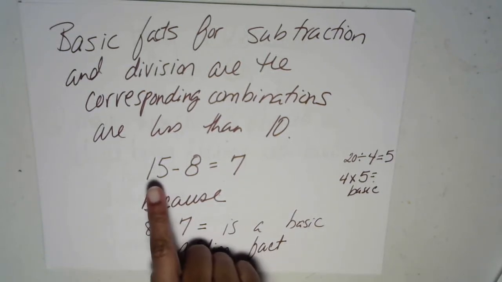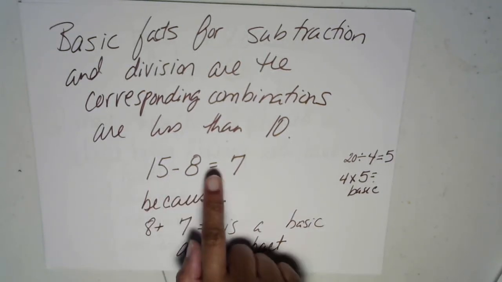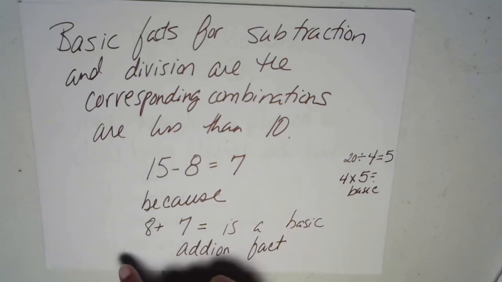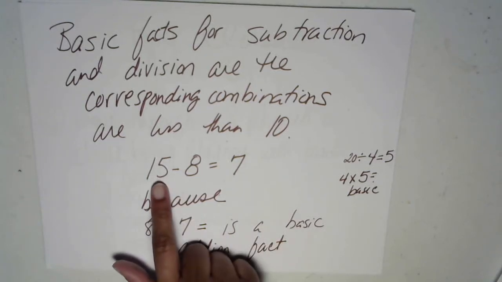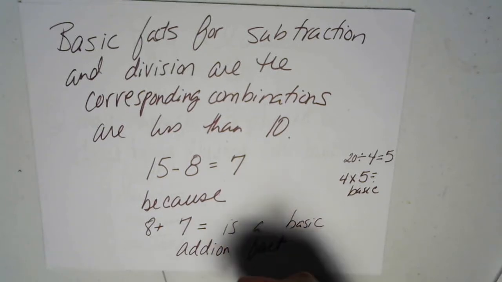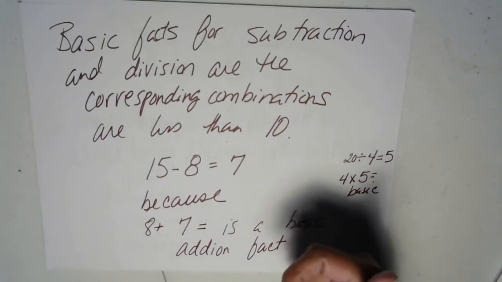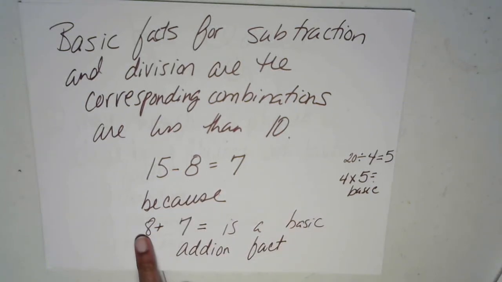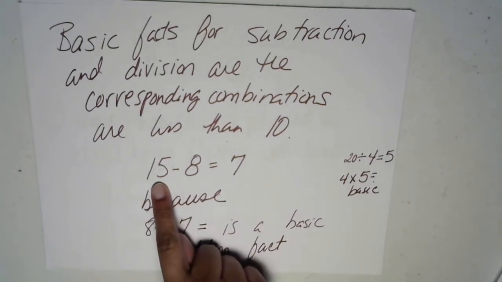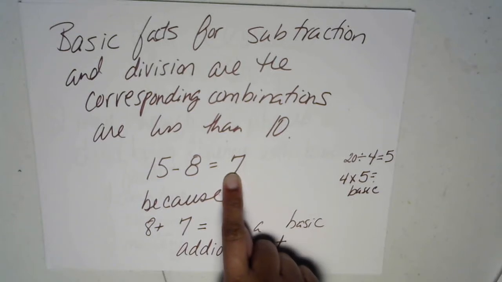For example, in the problem 15 minus 8 equals 7, you might think to yourself, well, Dr. Brooks, that isn't a basic subtraction fact because one of the numbers is greater than 10. But if you do the reciprocal or the corresponding operation to find the answer, which is addition, you would add 8 and 7, and both of them are less than 10. Therefore, this is a basic math fact.